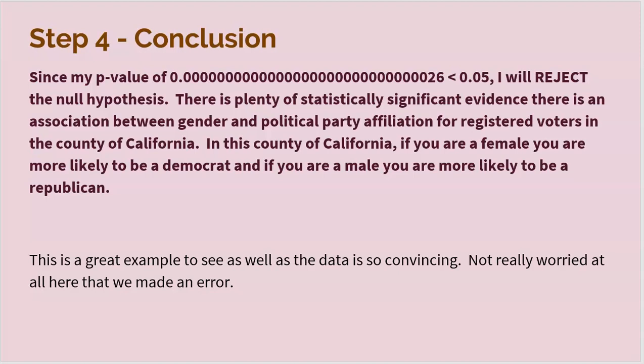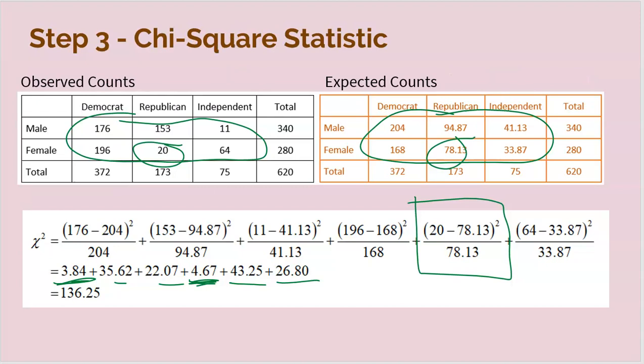In this county of California, if you are a female, you are way more likely to be Democrat. And if you are a male, you're way more likely to be Republican. That's where I got these numbers from. For example, if we look at the female Democrats, that was a huge component chi-squared, really, really big there. That was the 196 right here. I mean, that's just huge. That's the 196 minus 168. So that's why we're so far off. So it does seem that females are more likely to be Democratic and males are more likely to be Republican.